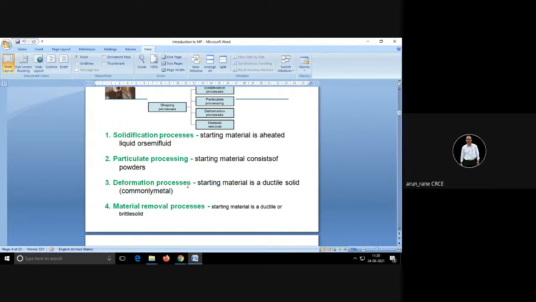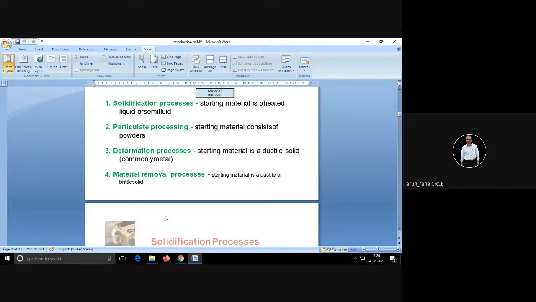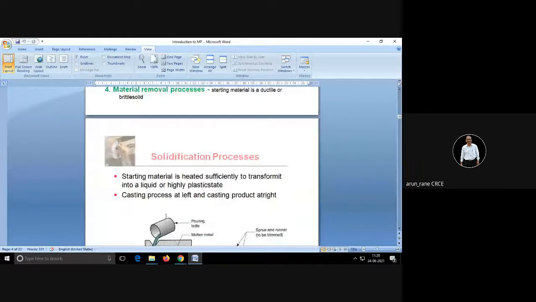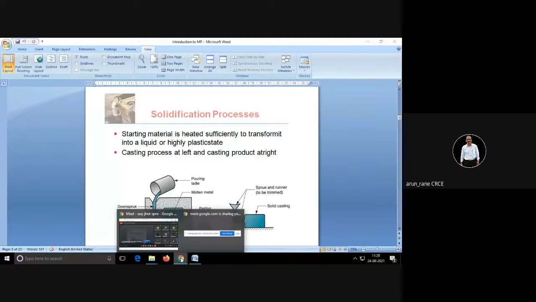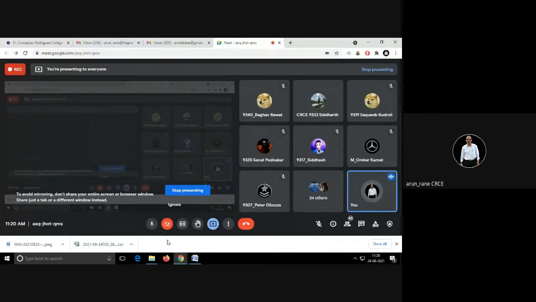So this is again chipless. Deformation, drawing, rolling, where the metal deforms. And then material removal process. So the first three are chipless and this is chip removal. Fourth is chip removal. ठीक है, all right, we'll stop here and we'll continue tomorrow. Any doubt if you have, please ask, or you can take your break.